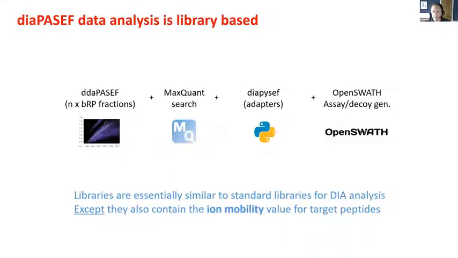The other thing I want to say on the software side is that currently the data analysis pipeline is library based. Of course, you could imagine other ways to do this, but at the moment we're using libraries. So essentially we're going to be acquiring DDA PASEF data on representative samples, or usually offline separated fractions. We're going to search this data with MaxQuant, and then transform the results of the MaxQuant search into an OpenSWATH style library using some adapters. This is going to look like a standard OpenSWATH library, with the exception that there's one extra data field containing the ion mobility for the target peptide.